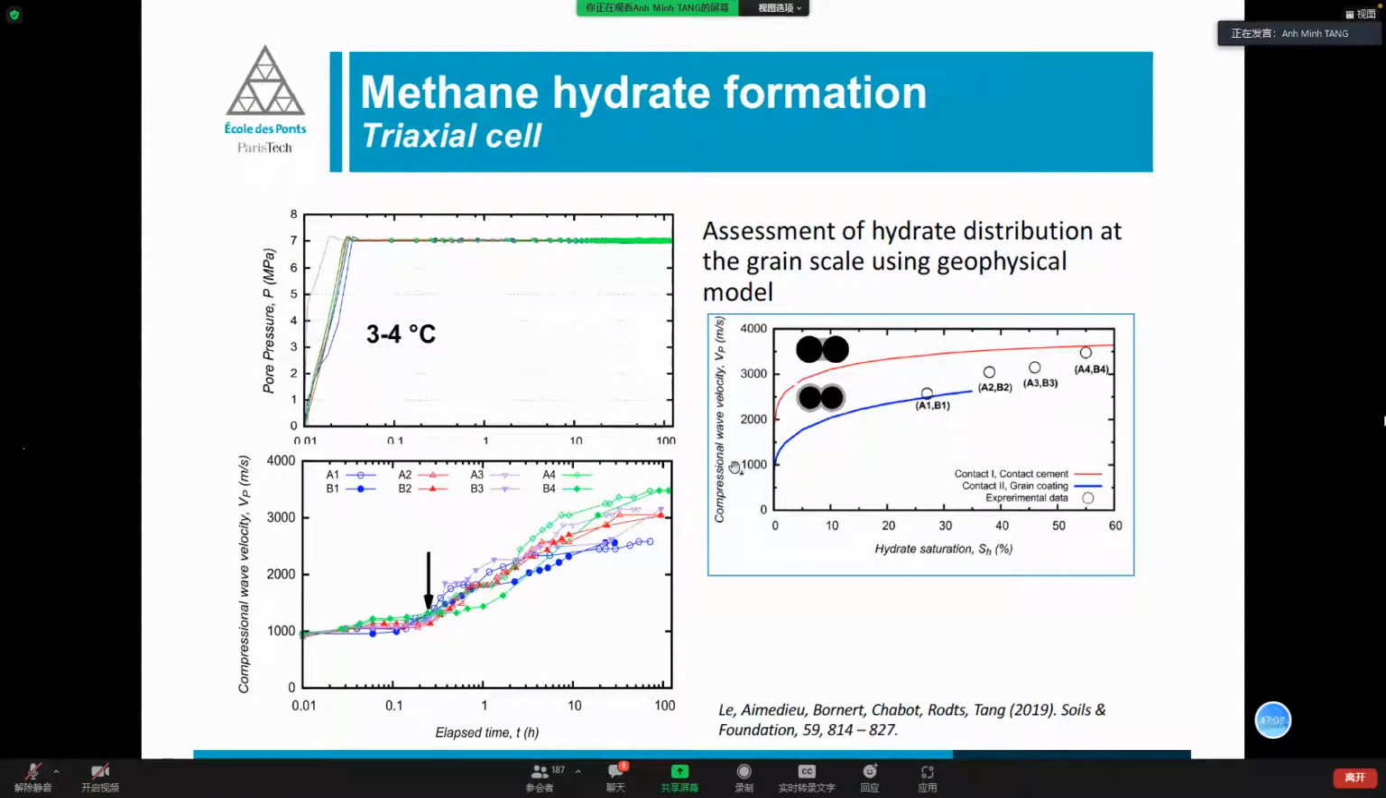And then when we plot the final value of stiffness as a function of hydrate saturation, we can see that the higher the hydrate saturation, the higher the stiffness. And when you compare this with geophysical models, we can see that it can correspond to these two models, with hydrate around the sand grain or at the contact between the sand grains.